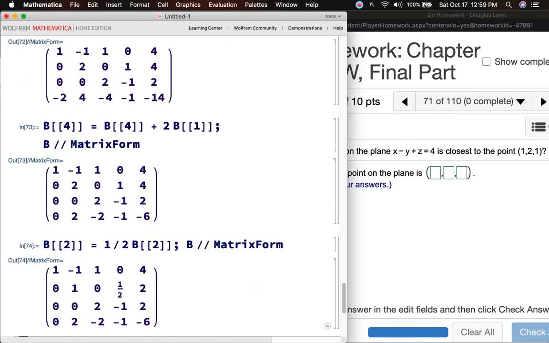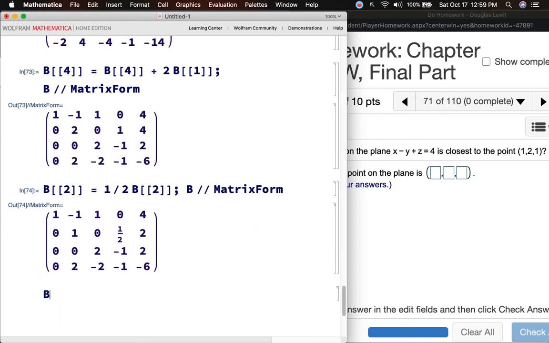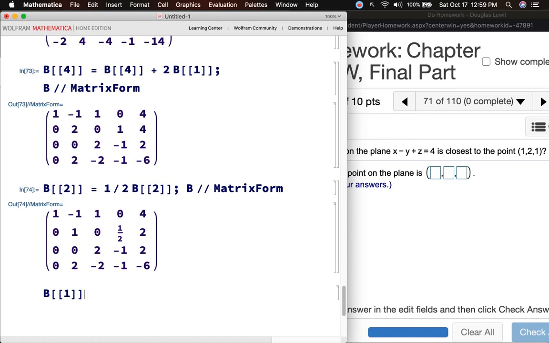Multiply by 1/2. Terrific. And now, how do you change that -1 into a 0? So I see here there's a 1, right? So -1 plus 1 is 0. 2.